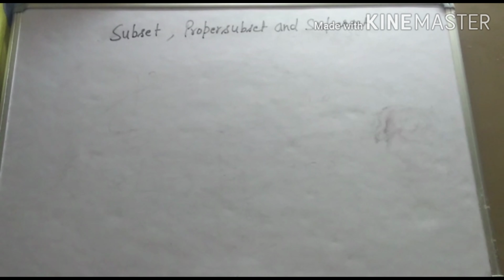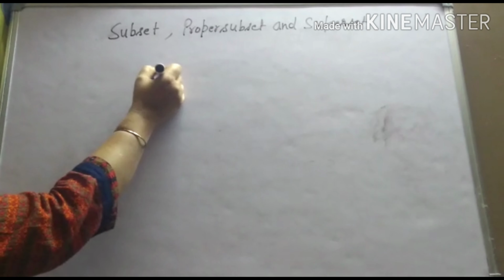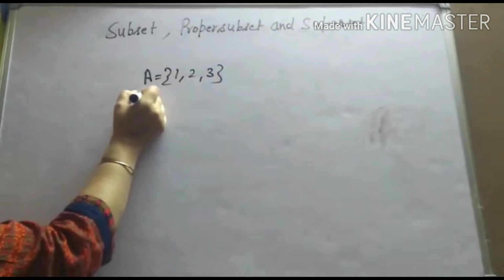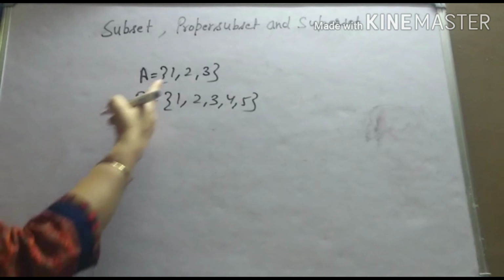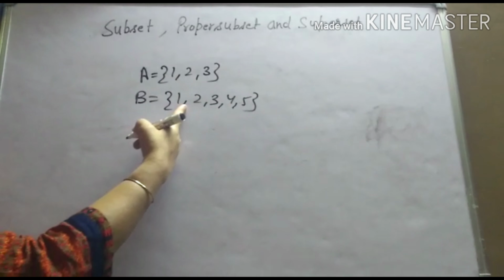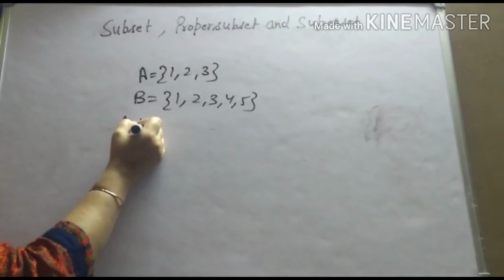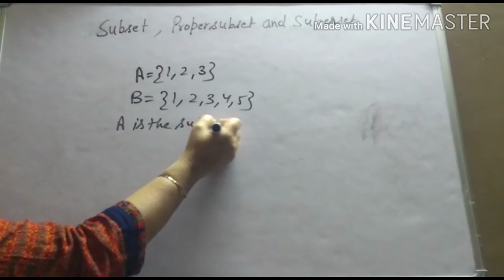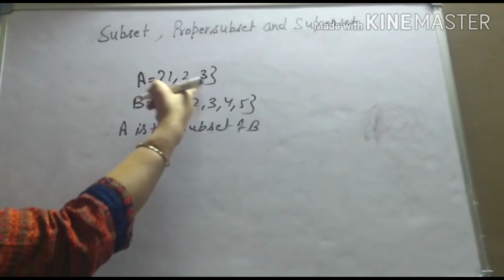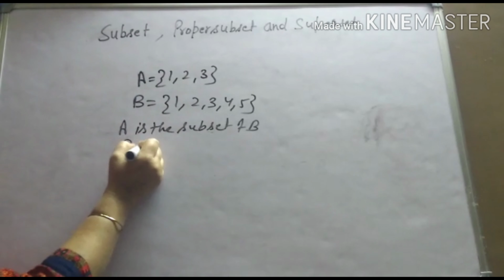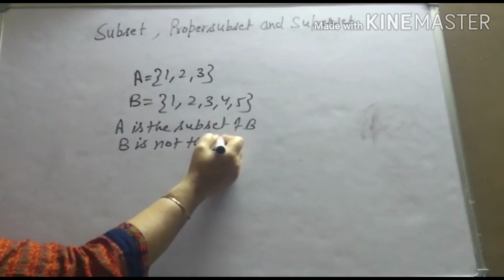Now, what is subset? A set A is said to be a subset of set B if every element of A is also an element of B. For example, set A is 1, 2, 3. Set B is 1, 2, 3, 4, 5. Now every element of A is also the element of B. Therefore, A is the subset of B. But every element of B is not the element of A. Therefore, B is not the subset of A.